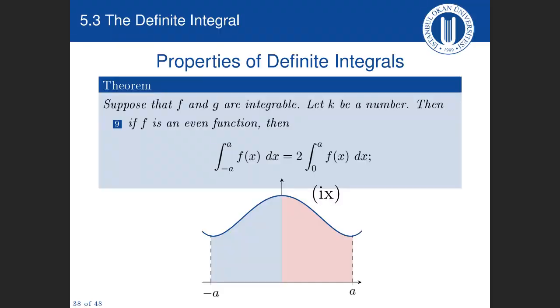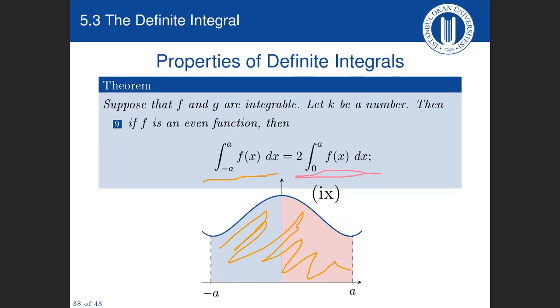Property 9 is about even functions. Let me remind you, an even function is a function where the left part of the graph is a mirror image of the right part. And this rule says the integral from minus a to a, so that's everything here, is equal to 2 times the integral from 0 to a, which is the pink part. And yeah, we can see that from the picture. All of this area is 2 times the pink area.